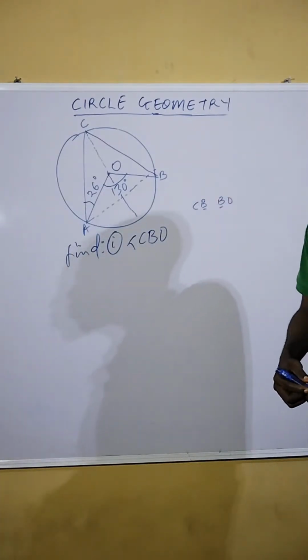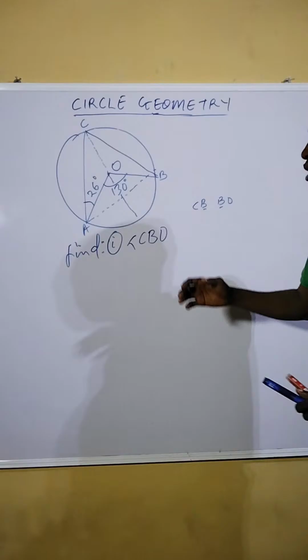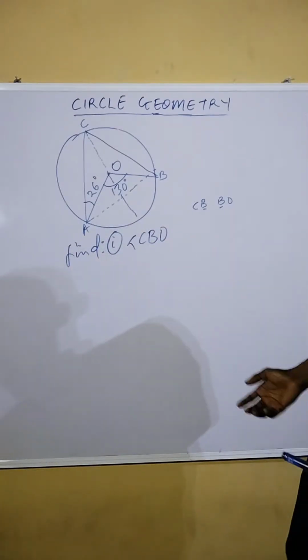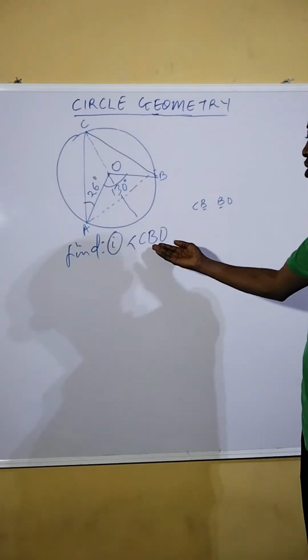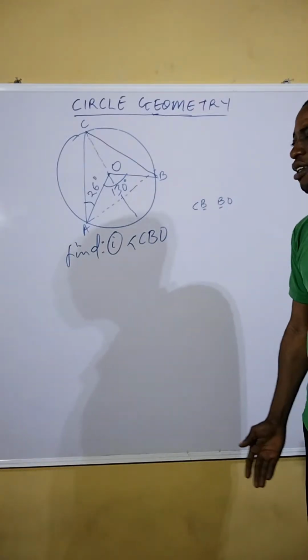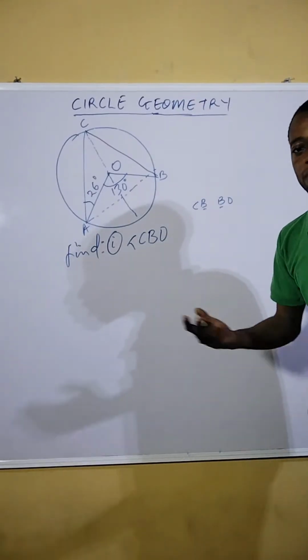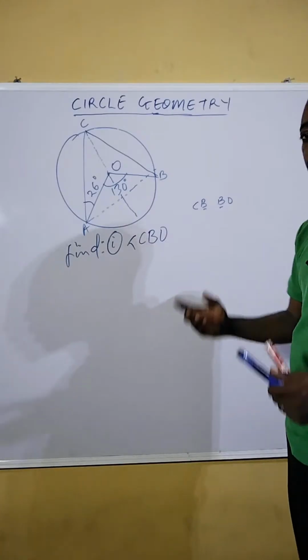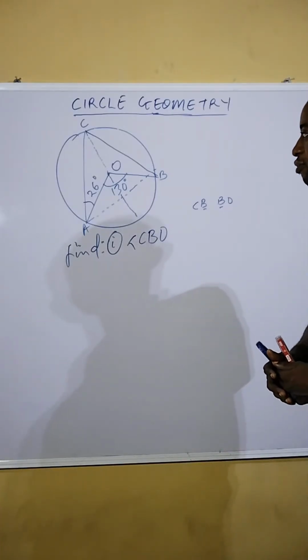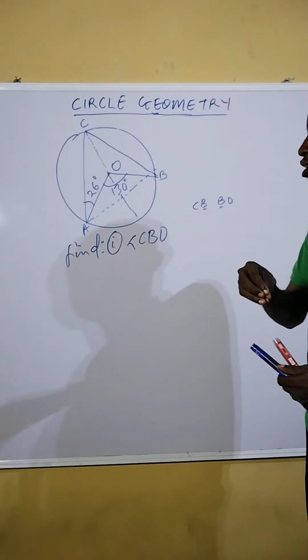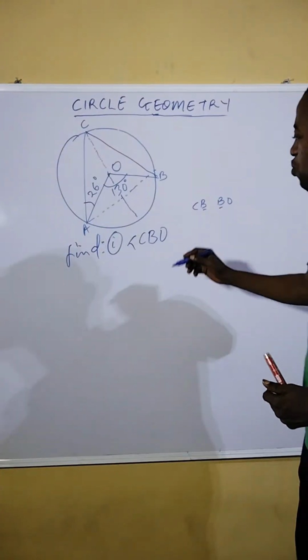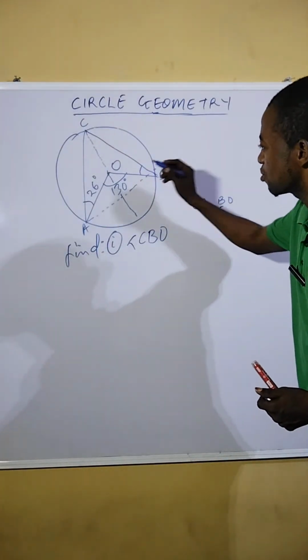Because some students find this difficult, whenever they give the angle to find, some will be saying, okay, find angle CBO. Where is angle CBO? If you don't know where angle CBO is, definitely you can't know what you are finding. So that's the first thing. Know where you are going. The first question says I should find this angle.